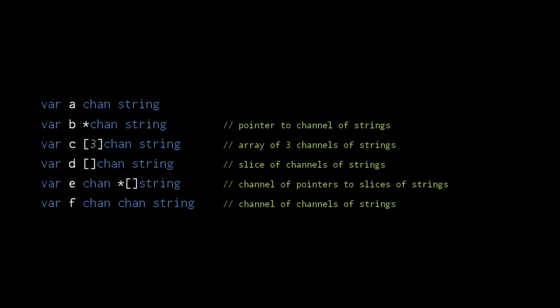Just like with arrays, slices, and pointers, we can make channels of any type, and we can make arrays, slices, and pointers of channels. Here, for example, we have B, a pointer to a channel of strings, C, an array of three channels of strings, D, a slice of channel of strings, and E, a channel of pointers to slices of strings. We can even have channels of channels, like F here, a channel of channels of strings.